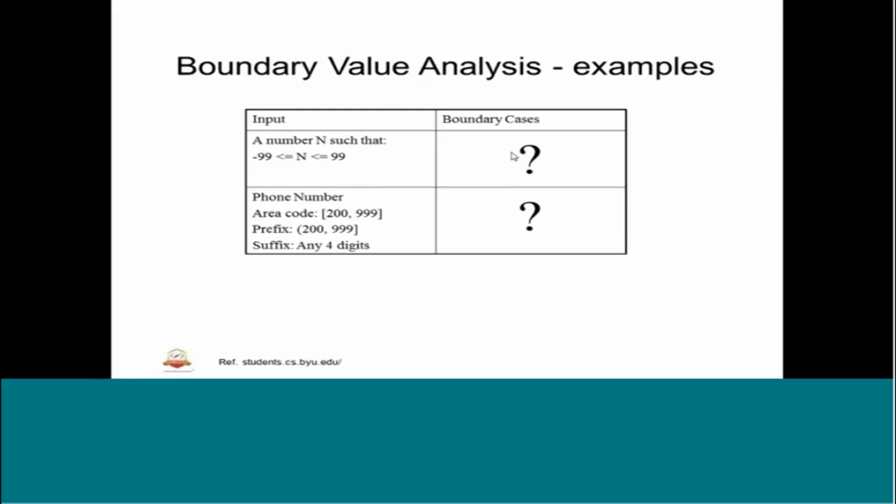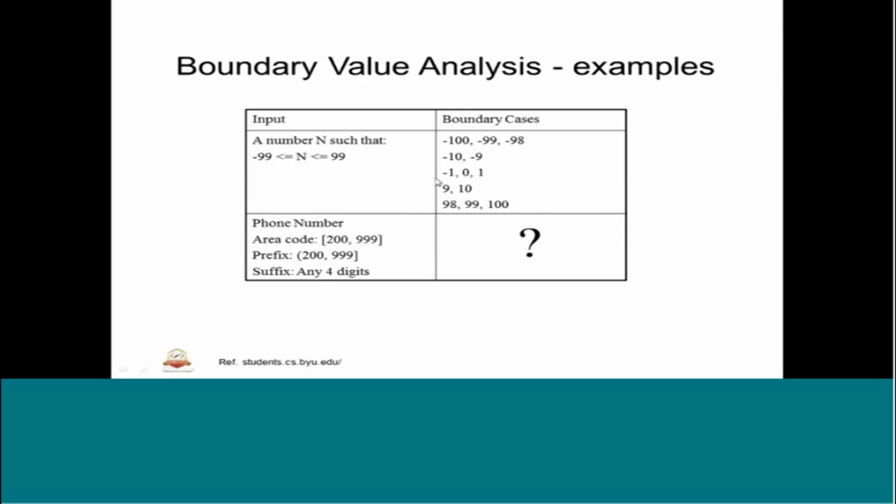So that all will have it, but out of which the boundary cases we have to select as a valid or invalid equivalence class. So let's focus only on the boundary cases. So what is the boundary case for minus 99 less than or equal to n less than or equal to 99. So here are the boundary cases that we can have: minus 100, minus 99, minus 98. Of course, minus 99 as well is a boundary case because it is on the exact edge of the lower boundary. Similarly, we have minus 10 and minus 9, minus 1, 0, 1, 9 and 10, 98, 99, 100.